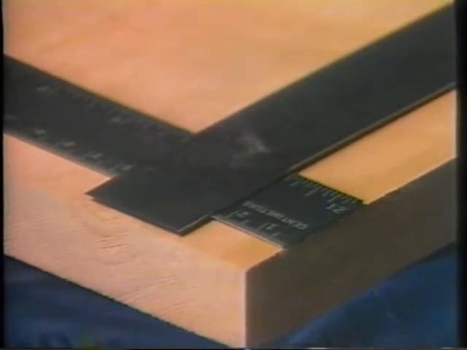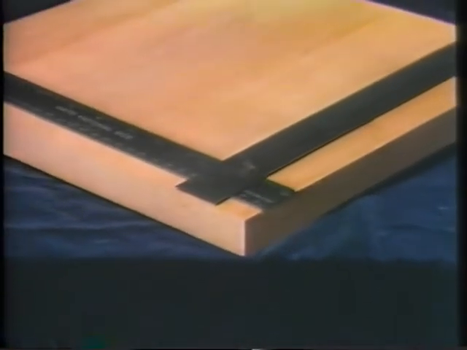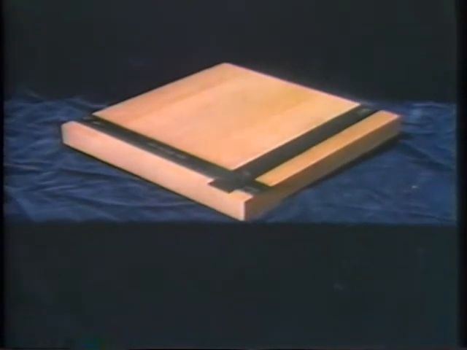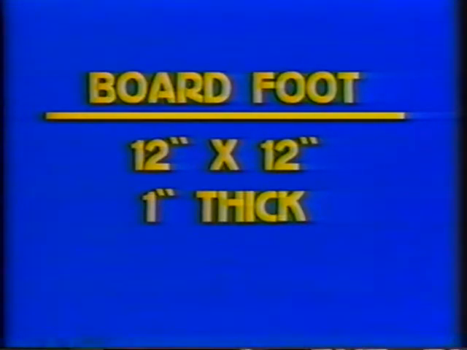First, let's look at the basics. Hardwood lumber is measured in units called board feet, abbreviated BF. This is 1 board foot. It is 1 foot or 12 inches wide, 1 foot long, and 1 inch thick. It is a measurement of volume.